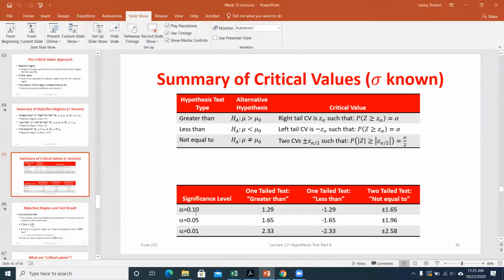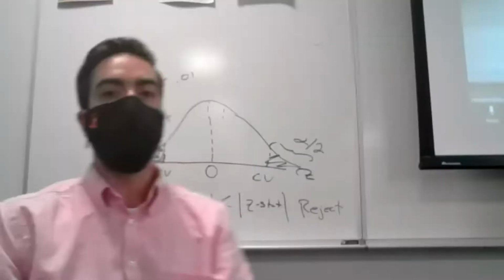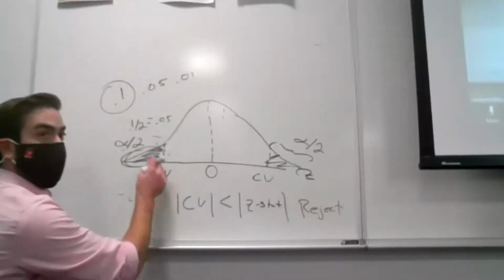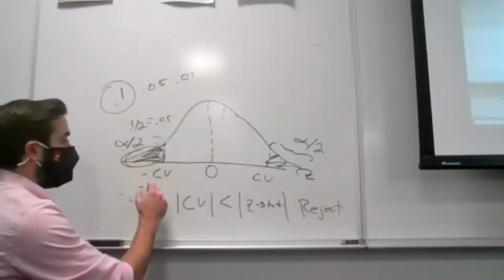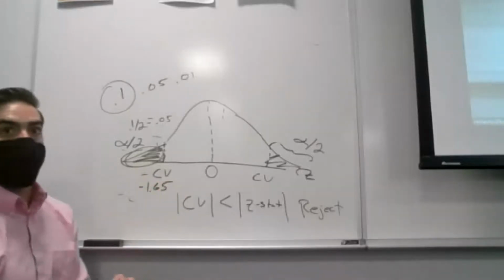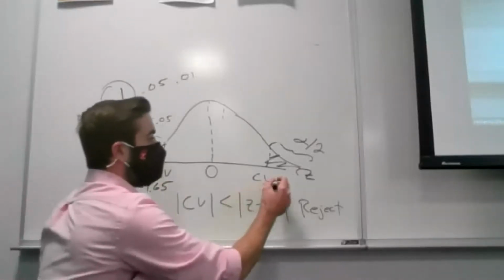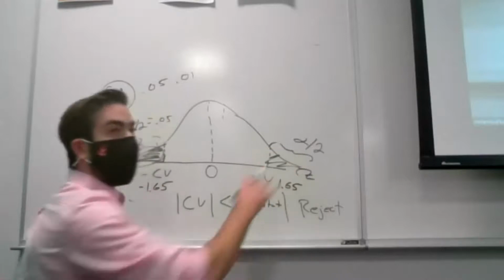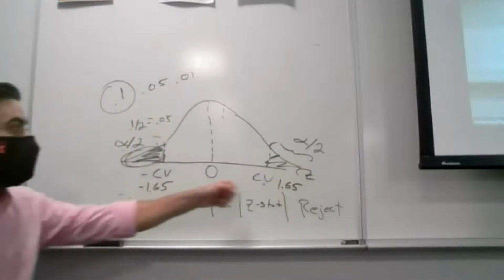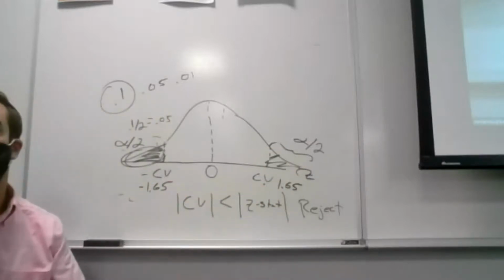Sure enough, when I look up an alpha of 0.1 for the two-tailed test, the example we had, I get 1.65. Now, when we looked it up in the table, we found negative 1.65, but that's because we were looking for 0.05 down here in that lower left tail. We have to remember for a two-tailed test, we also have that critical value over here on the right side as well. So we have a pair of critical values for a two-tailed test.